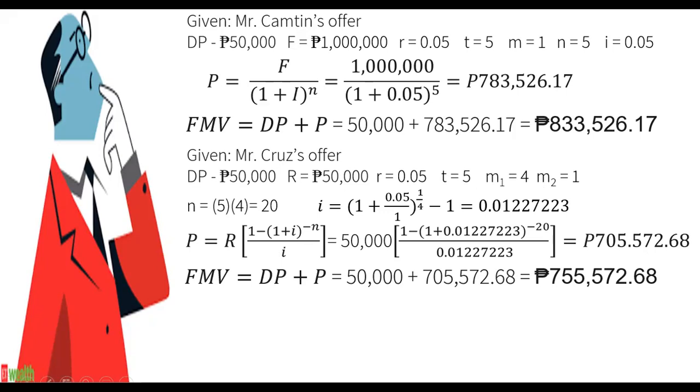So, lumalabas na kanino mas magandang offer? Kay Mr. Camtin po. Kay Mr. Camtin. So, ganun po yung paggamit natin ng cash flow para mas makita natin kapag may option tayo sa atin na binibigay kung alin yung mas maganda.